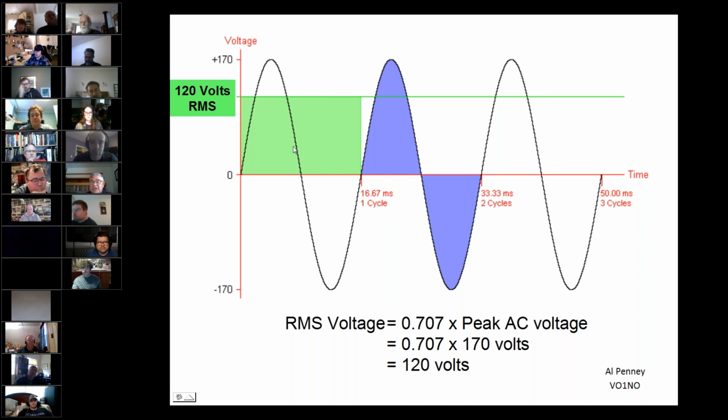Now, you just can't use equipment that's designed for 50 hertz on a 60 hertz system. There are other considerations that come into play. But the root mean square voltage should remain the same.